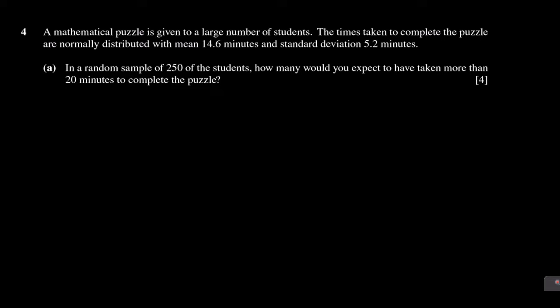All right, so here we are in question 4. We've got a mathematical puzzle given to a large number of students. The times taken to complete the puzzle are normally distributed with a mean of 14.6 minutes and a standard deviation of 5.2 minutes. So we can probably write this down, right?